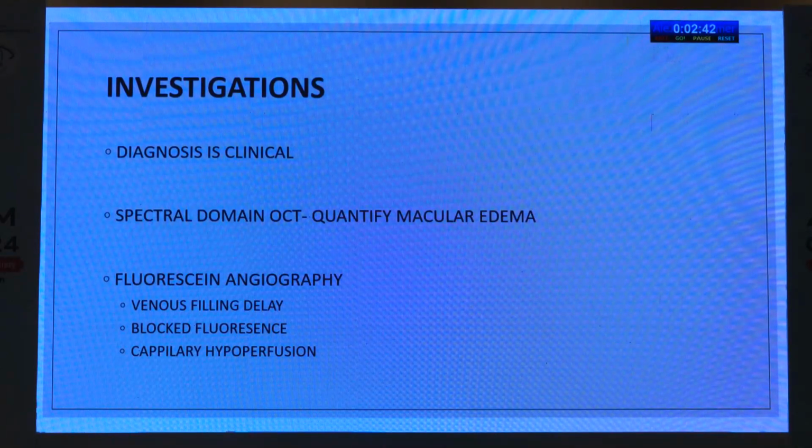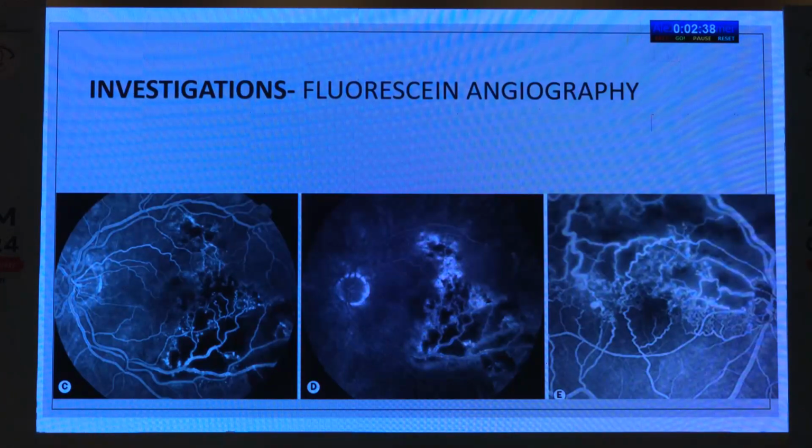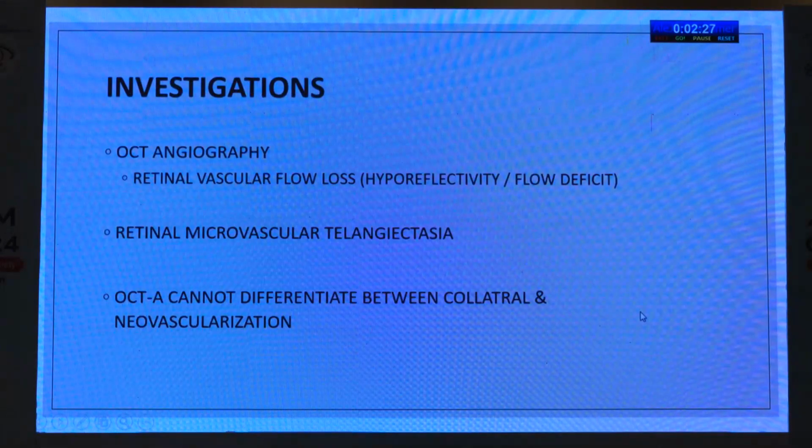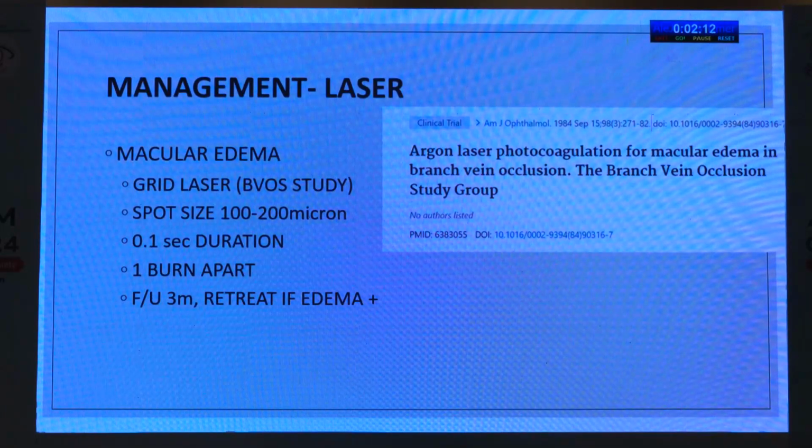Fluorescein angiography will show venous filling defects, blocked fluorescence, and capillary hyperperfusion. These are a few pictures, taken from Kanski, not my own pictures. So you can see blocked fluorescence, and here collaterals and neovascularization. OCT angiography will show the loss of vascular blood flow and retinal microvascular telangiectasias. OCT-A cannot differentiate between collateral and neovascularization.